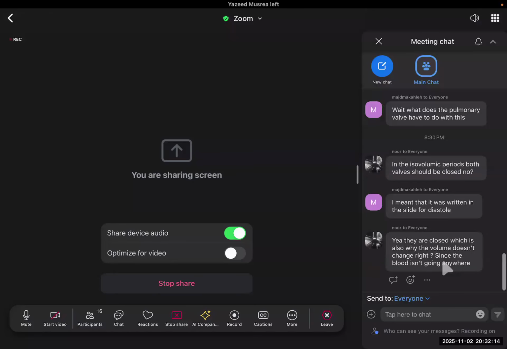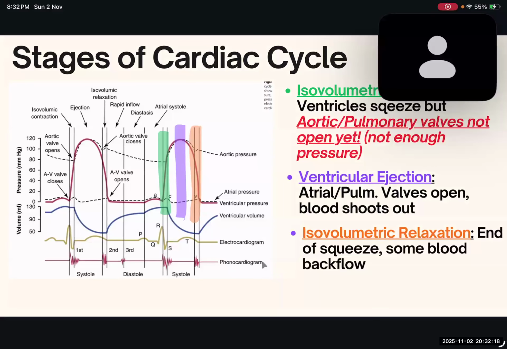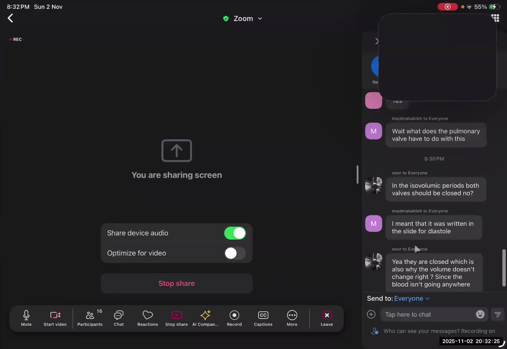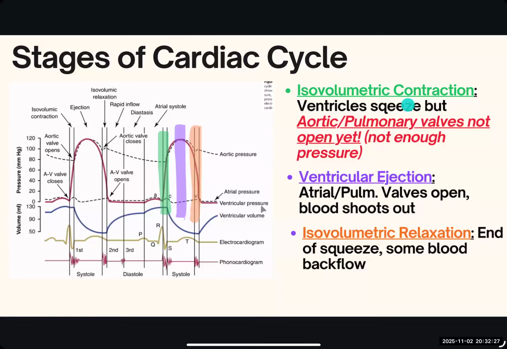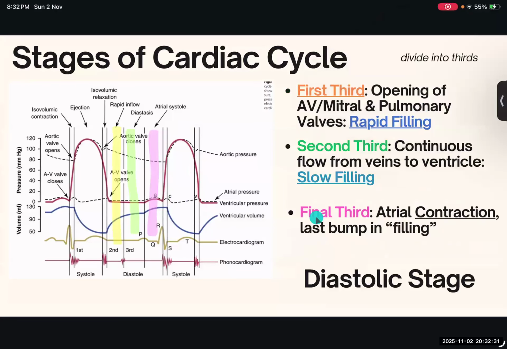Which is also why it doesn't change, right? Since the blood isn't going anywhere. Exactly correct. Because they are closed, the blood volume does not change. Okay. That was written in the slide for diastole. Okay. Let's go to the slide for diastole. Here. The first third, opening of the AV, mitral and pulmonary valves.